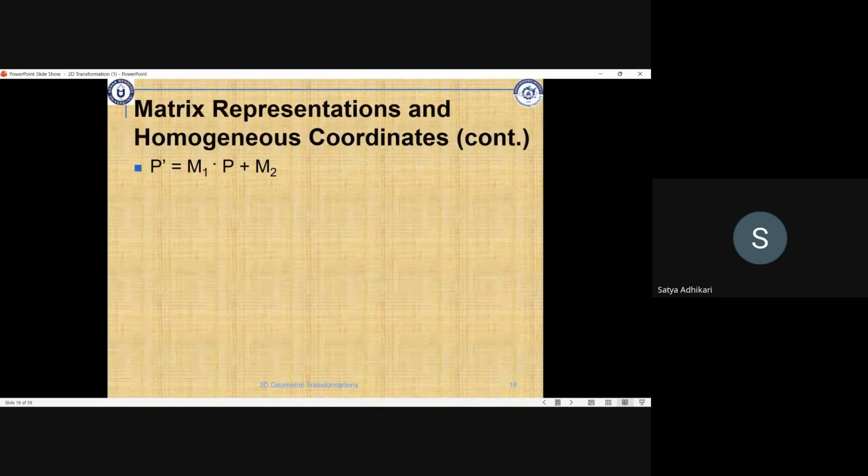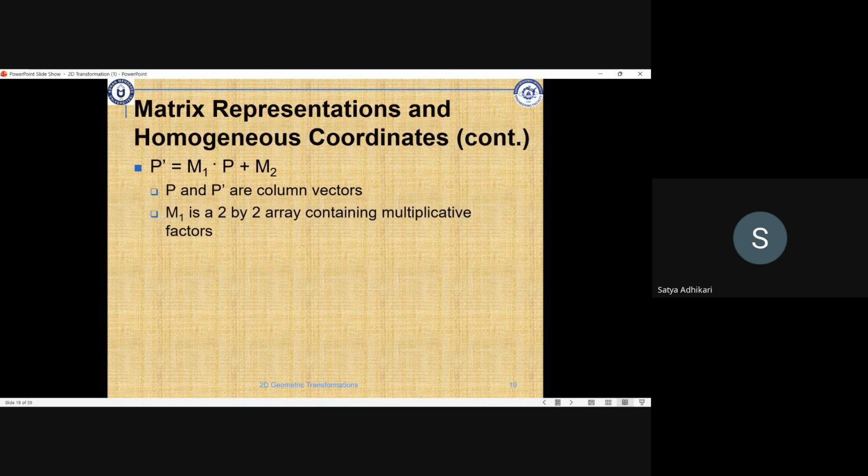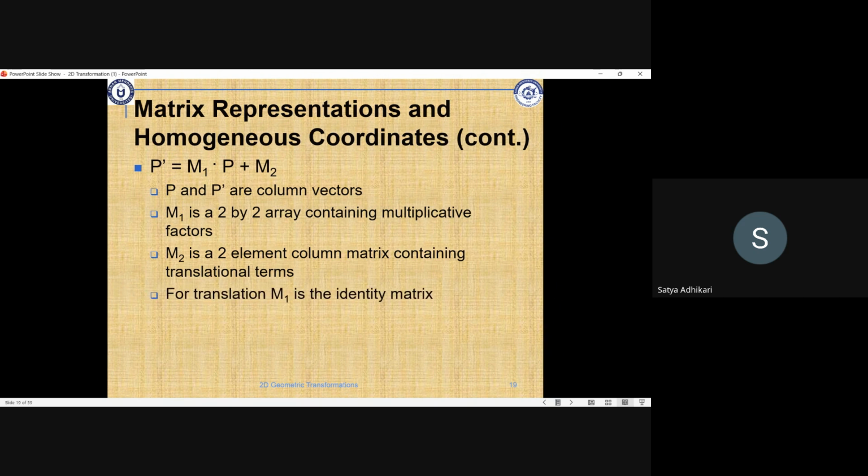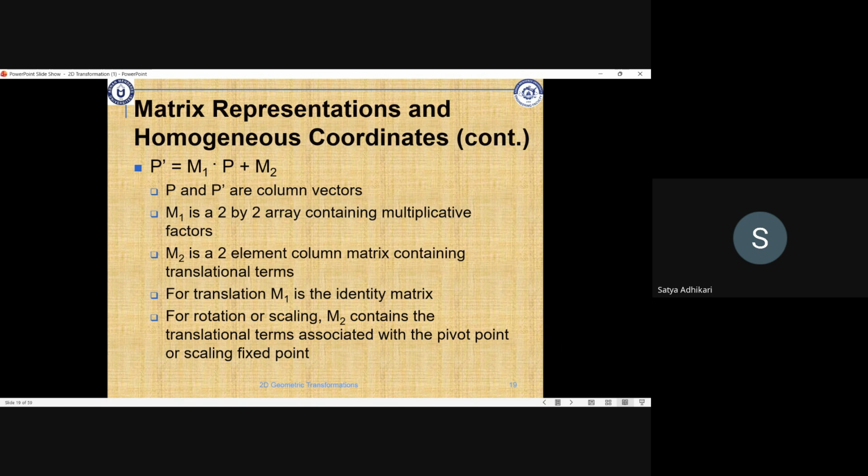That is P dash equals M1 times P plus M2. P and P dash are column vectors. M1 is a 2 by 2 array containing multiplicative factors. M2 is a 2-element column matrix containing translational terms. For translation, M1 is the identity matrix. For rotation or scaling, M2 contains the translational terms associated with the pivot point or scaling fixed point.